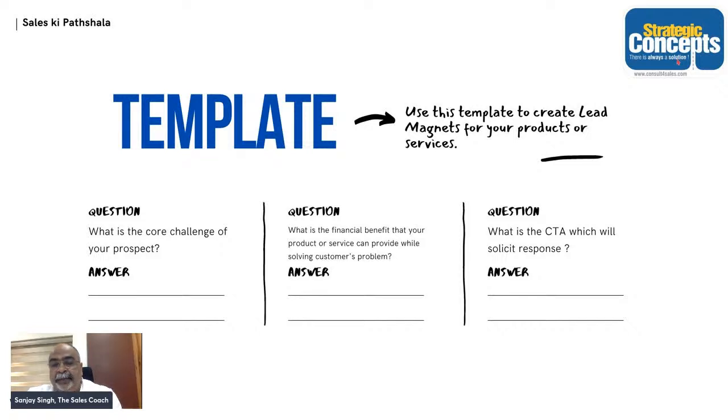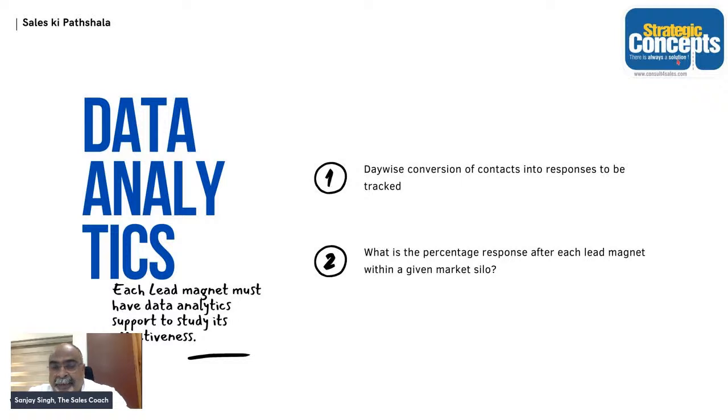So in a sense, your lead magnet will have three statements. First, the core challenge of the prospect. Second, the financial benefit to the customer. And third, CTA. The rule is 25% of your lead magnet should be text and 75% of the lead magnet should be visual. So you need a designer to do that for you. And that's where your lead magnet is now ready.